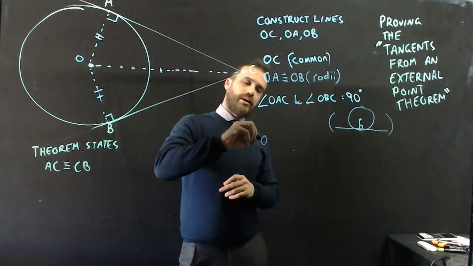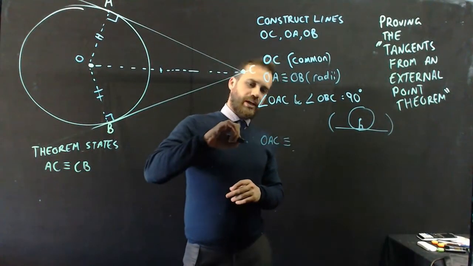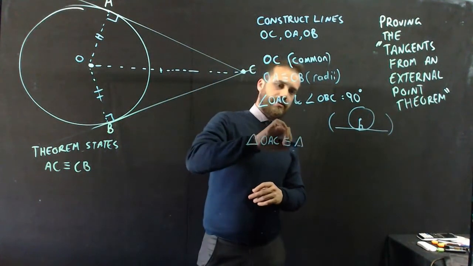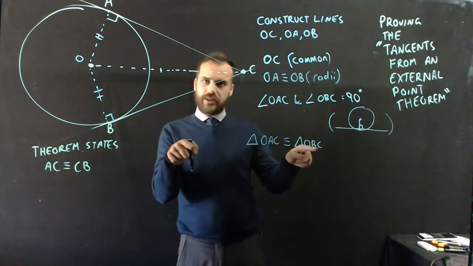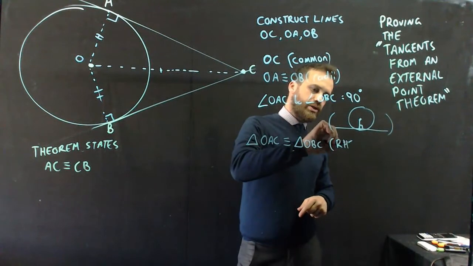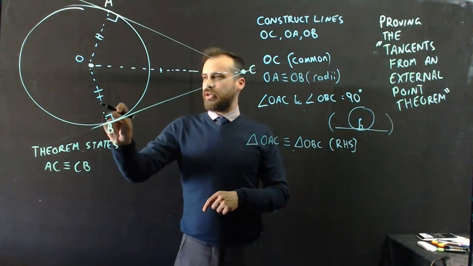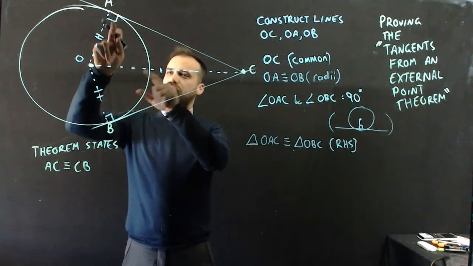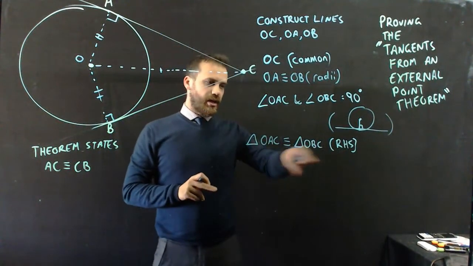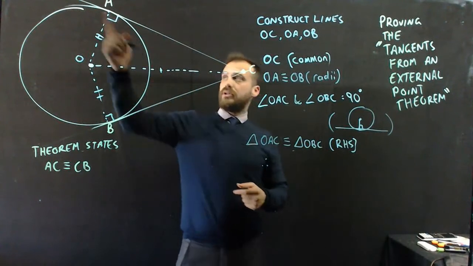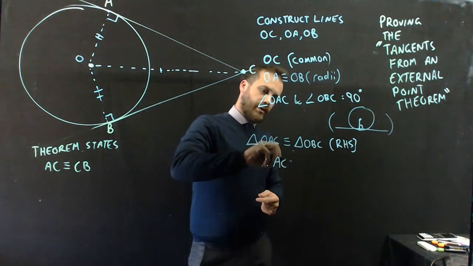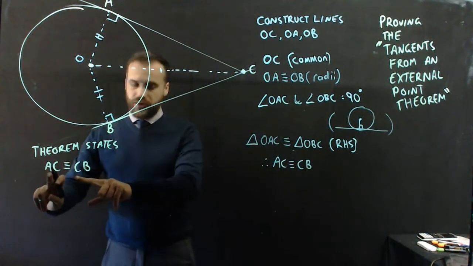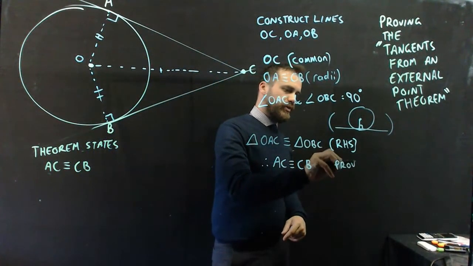Now, if you're comfortable with congruent triangles, this is where our proof comes to an end, because we can say that triangle OAC is congruent to triangle OBC, and the reason that they're congruent is RHS: a right angle triangle with a hypotenuse and a side. Now, if they are congruent, therefore line AC is congruent to line CB, and that's what our theorem states, and we can say that it's proven.